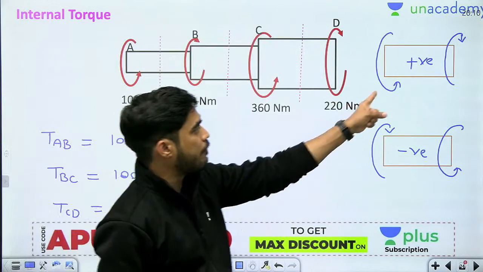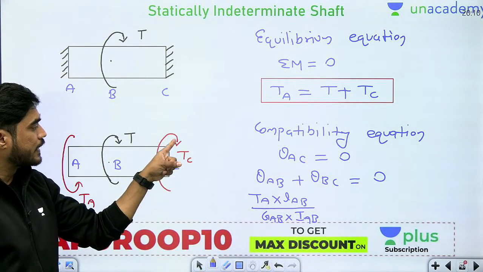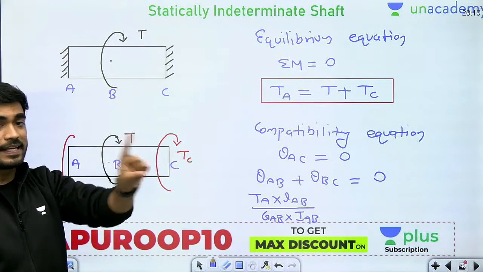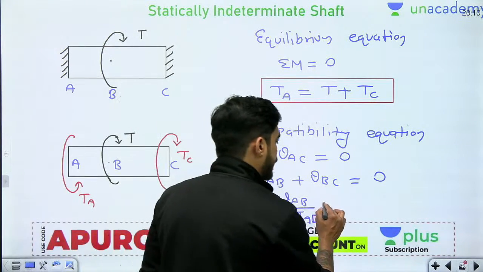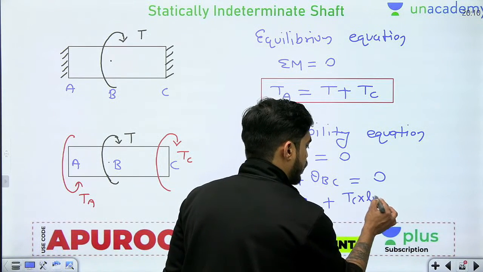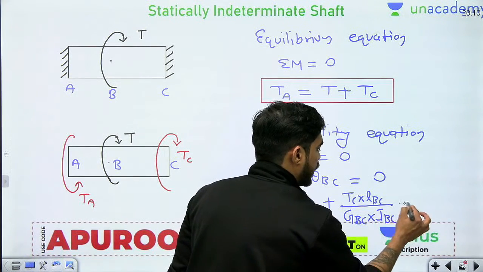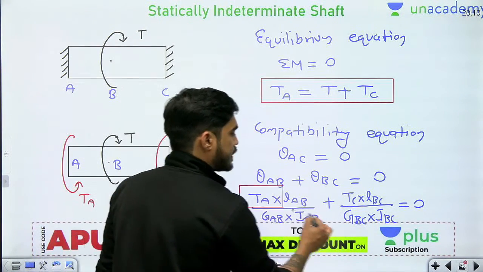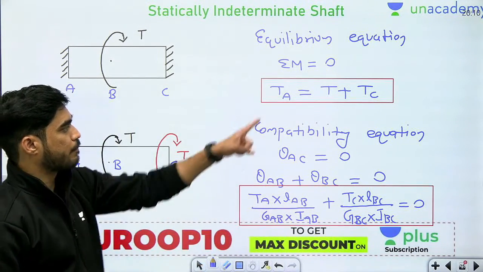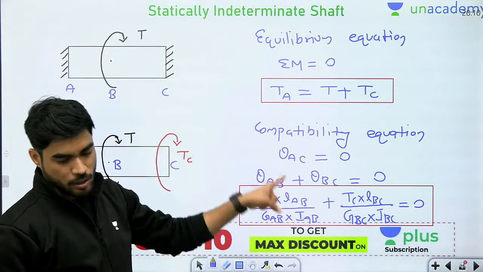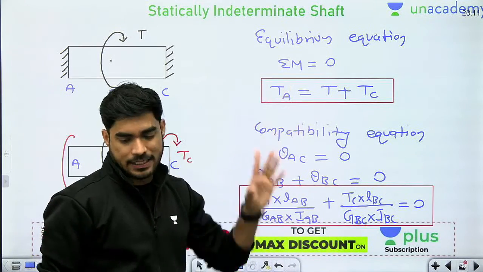Look at the sign convention. From the left this is positive, so from the right this is positive. If you are considering TC like this, then your TC will be negative. But if you are considering TC like this, then it will be positive. So in BC it will become TC into LBC by GBC into JBC equals 0. So beta, this is the second equation you have got. Now you have two equations, equation number 1 and equation number 2. By solving these two equations you will get the value of TA and TC.